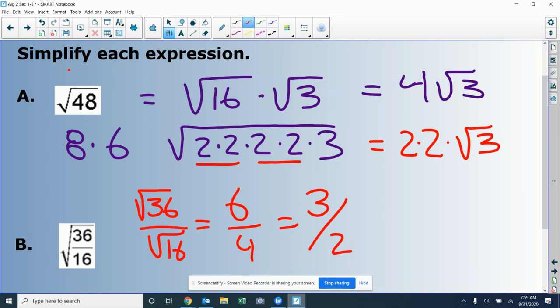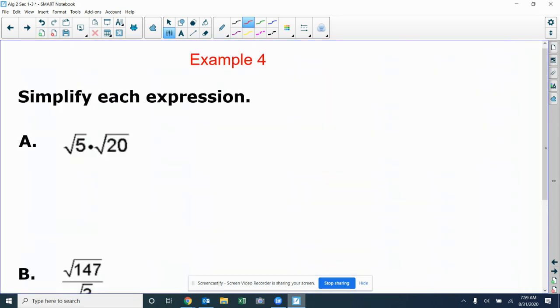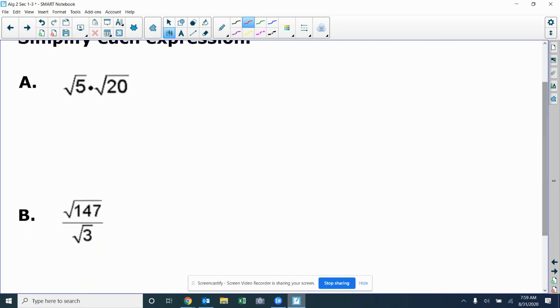Simplifying radicals. Again, sometimes it might help to multiply first. You might think, oh, what's 5 times 20? Is that an easy one? It might be. You might look at 147 divided by 3, see if that's an easy one. It might be. If not, we'll have to do something different. You have to rationalize, which we're going to get to here in a second.